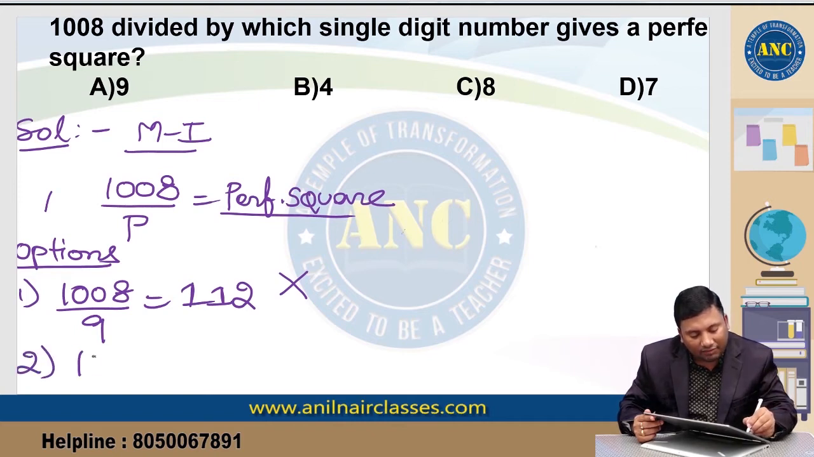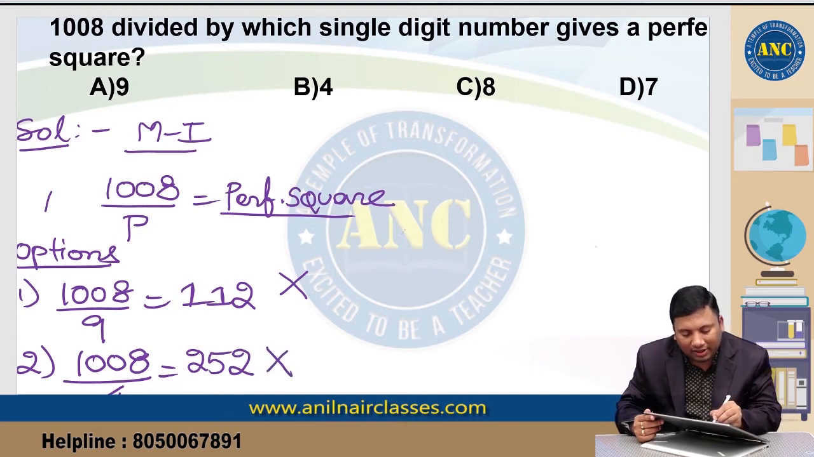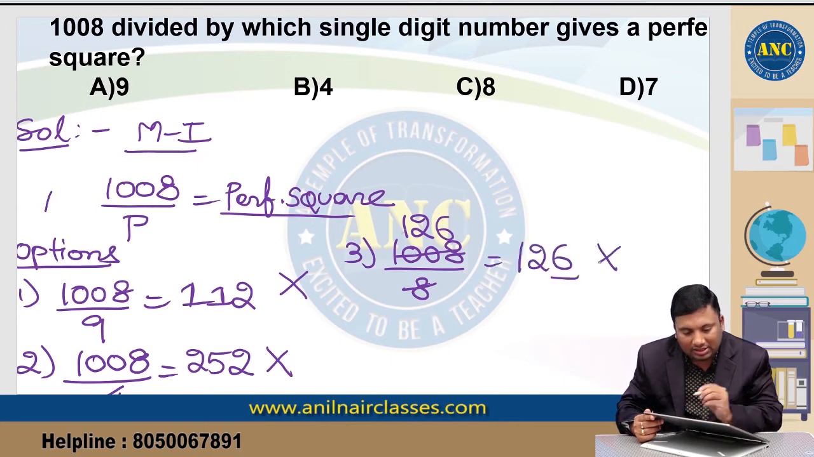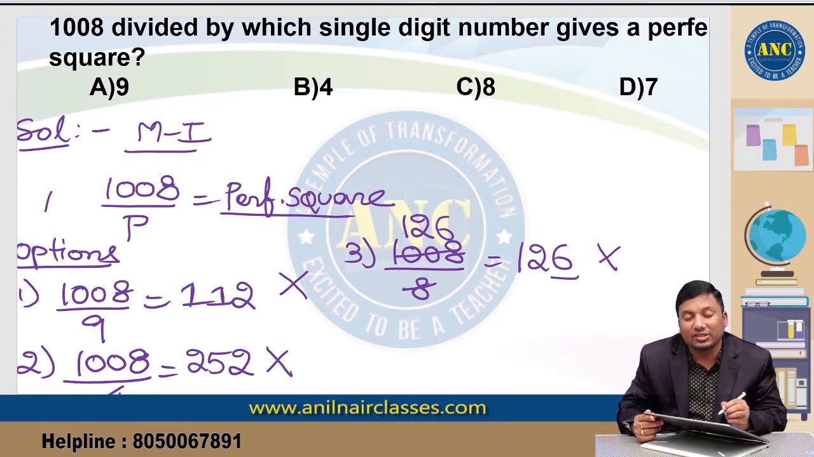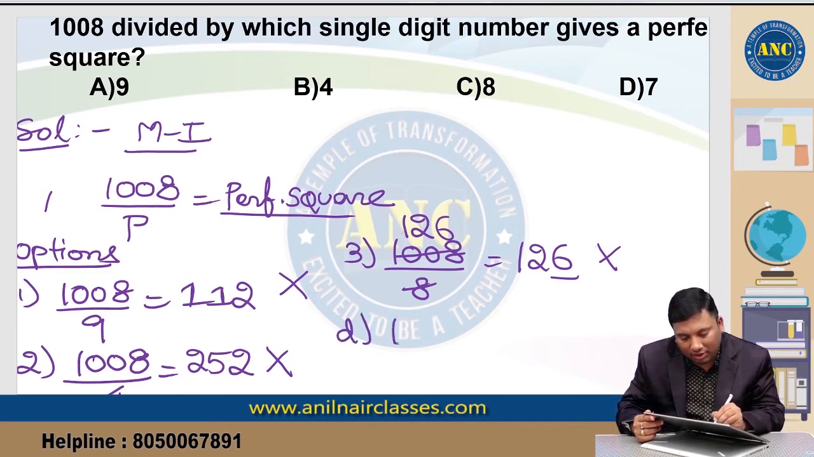Suppose it is 1008 divided by 4, which is nothing but 252. 252 is also not a perfect square. Third one, 1008 divided by 8. 8 12s are 96, 8 6s are 48. So it is nothing but 126, which is not a perfect square. Why? Because 11 square is 121 and 12 square is 144.